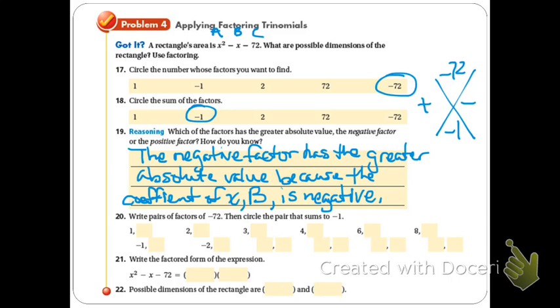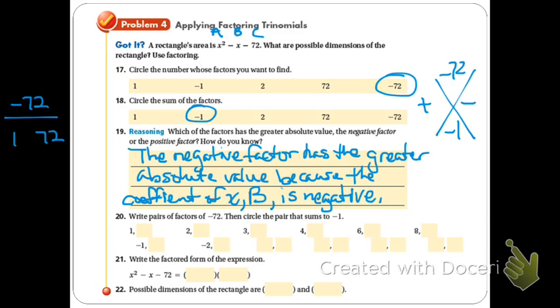Question 20. Write the pairs of negative 72 and circle the pair that equals negative 1. Alright, the pair factors of negative 72. So they wrote these out horizontally, as I've usually been doing them vertically. Negative 72, I like to do it this way. So the factors of 72 are 1 and 72.